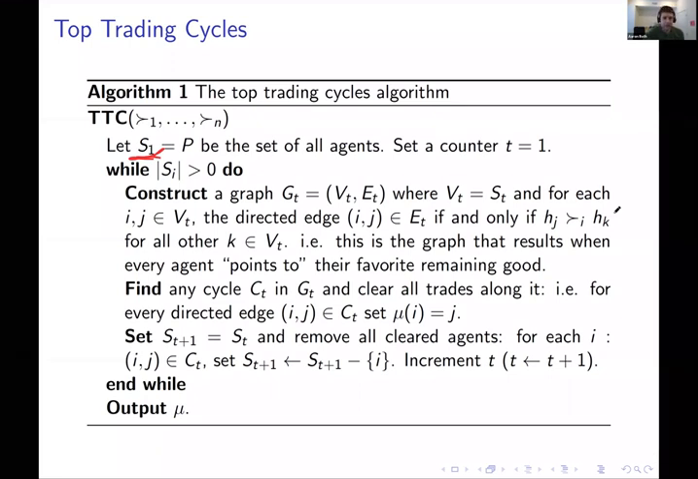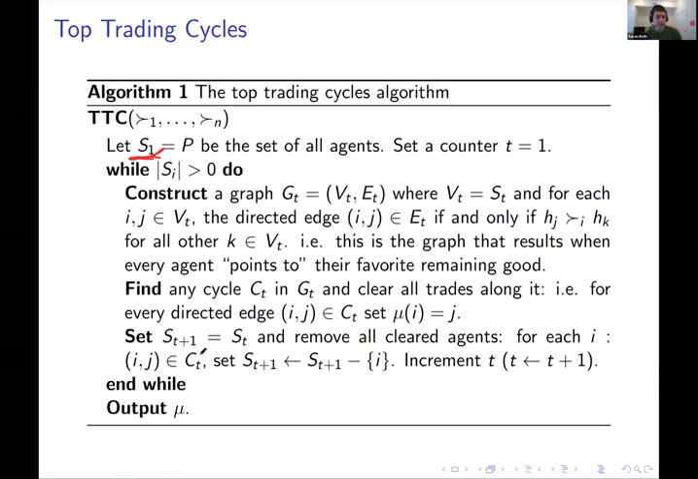Okay. Then we're going to just look for cycles in this graph and we will clear trades along it, which just means if person I is pointing to good J, right, IJ is in the edge set, then person I will be allocated good J. And then we're just going to update the bookkeeping. So we're going to remove from the set of active agents, from the set of agents in the market, anybody who was involved in a cycle that was cleared this round. And that's it. Okay, so I think a pretty intuitive algorithm.